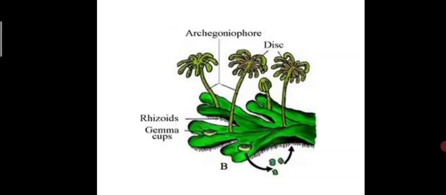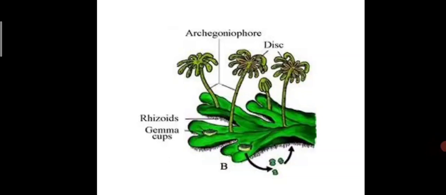Like we have learnt in the case of antheridiophore, the archegoniophore is also a stalk-like structure which arises from the apical notch of the thallus. So it possesses a stalk and a disc at its terminal portion. This stalk is somewhat longer than the antheridiophore's, and the disc is usually 8-lobed, the same way as in the antheridiophore.